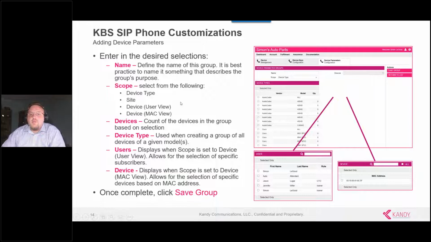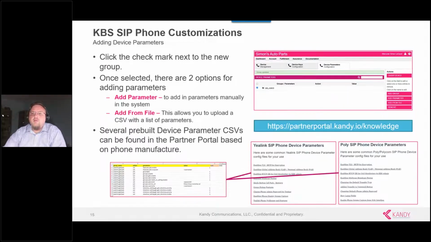Once you've gone through and made all the configuration changes here, you'll click Save Group. And that's the first step in the process. Now that we've saved the group, the next thing you need to do is add parameters into that group. This is where you can go about making the modifications that you would like to do. The first thing you're going to do to add parameters to this group is click the checkbox next to the group name.